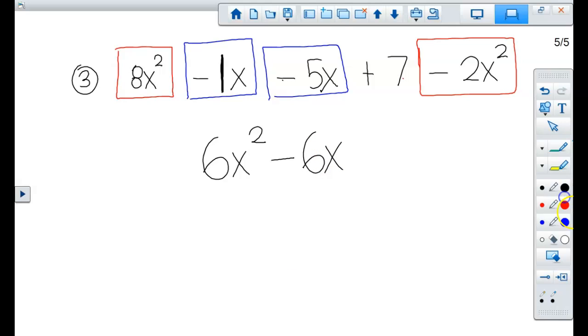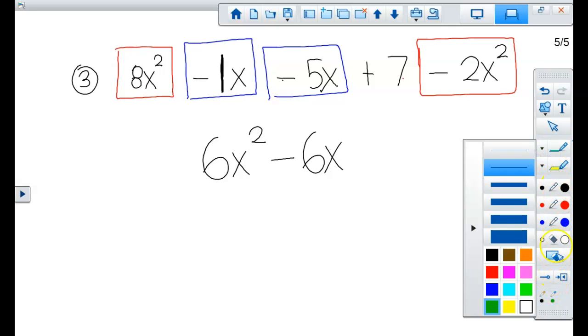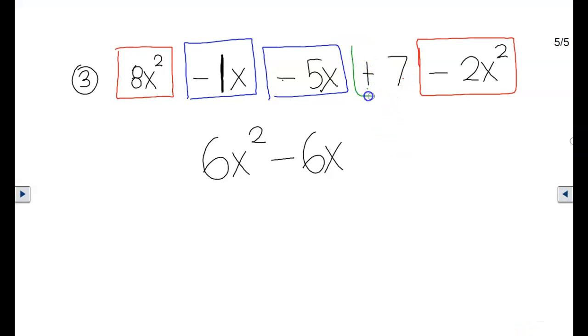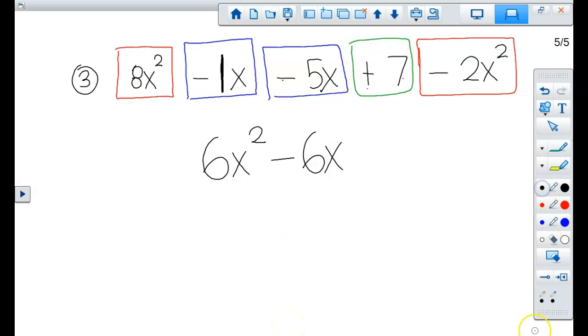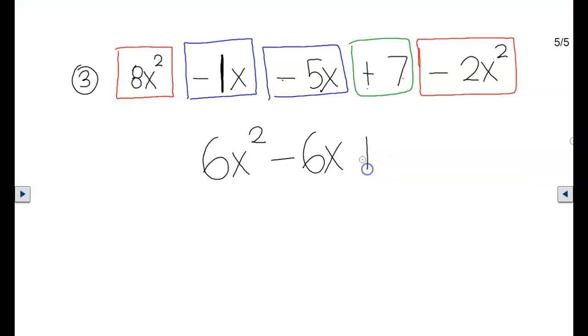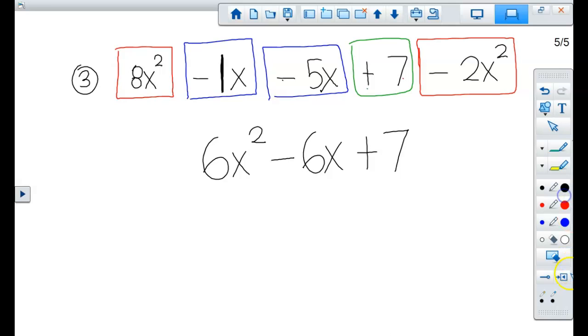Now you'll notice there's only one term up here now that has not been boxed up. And that term is this plus 7. He doesn't have a last name, and you'll notice that there is nobody like him. So what we will do is just bring him down, bring that plus 7 down, and put him in the answer. So 6x squared minus 6x plus 7 would be the final answer for this problem.